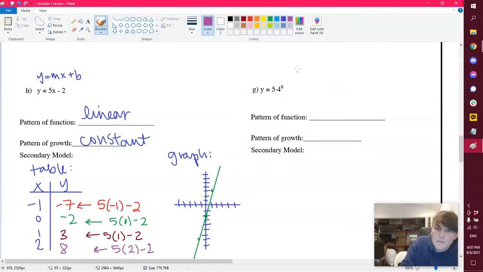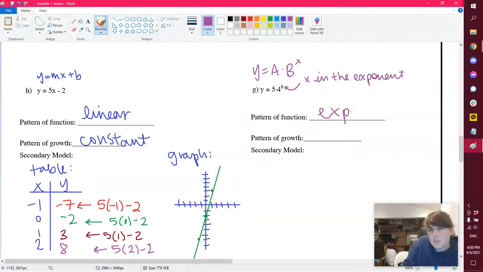Okay, here for part G, when we look at the pattern of this function, it sort of looks like a times b to the power x, because there's an x in the exponent. So that's an exponential function. And then the pattern of growth is exponential.